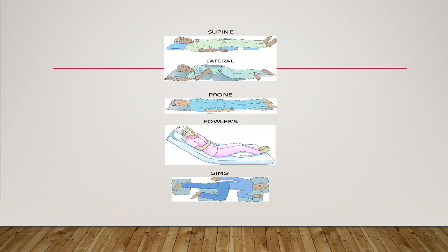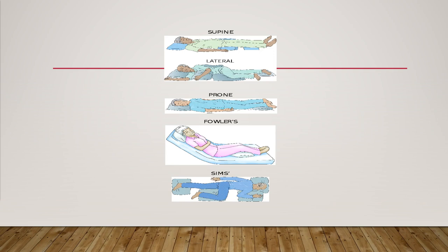5 basic body positions that people can be placed in. The supine is a person lying on their spine, on their back. The person is on their back with a pillow under their head and a pillow under the lower legs to elevate the heels up off the mattress as comfortable.